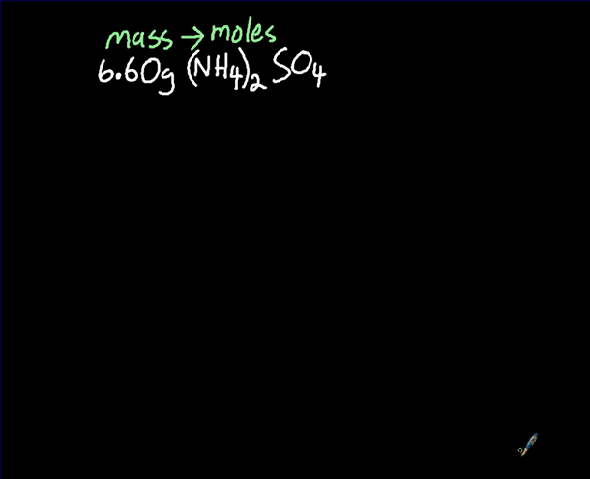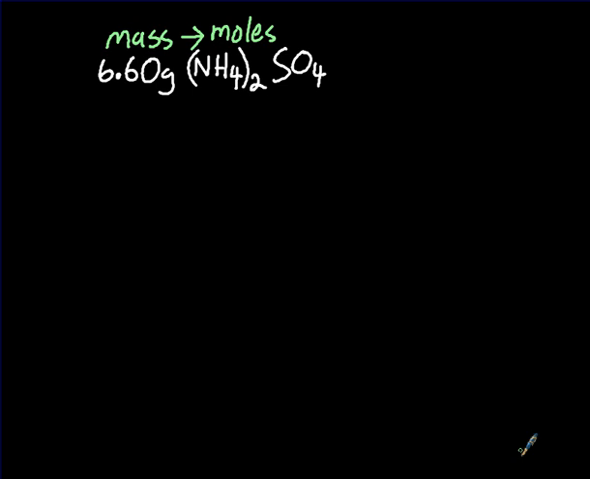Okay, in one of the homework assignments we had, there were 3 problems that people wanted me to explain, so here they are. One of the first problems was you have 6.60 grams of (NH4)2SO4, and they ask you how many moles is that. So in this problem, you're converting mass in grams to moles.